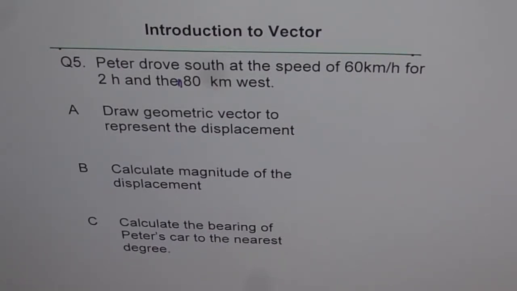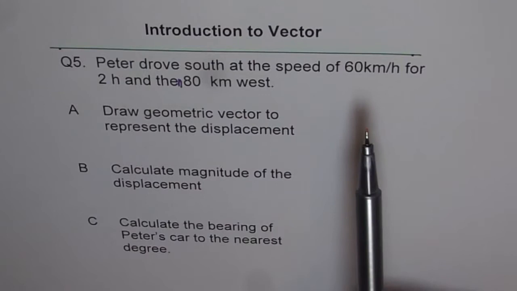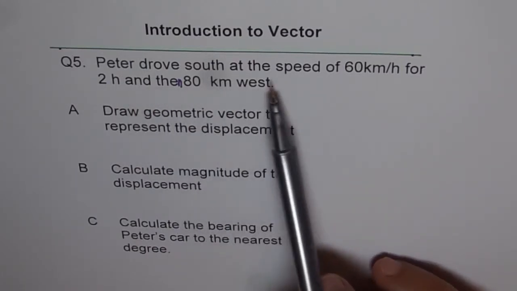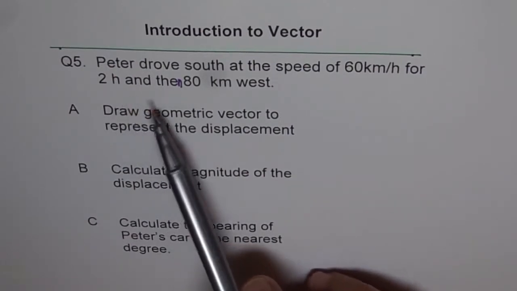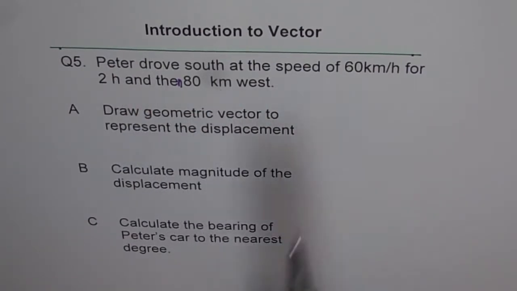And how will you find the magnitude? Once you make a scale and sketch it, then use the Pythagorean theorem or the distance formula to get the magnitude, right? Try to solve the question and then look into my suggestion, okay? So here is my suggestion. So let's read the problem once again. Peter drove south at the speed of 60 kilometers per hour for 2 hours and then 80 kilometers west.